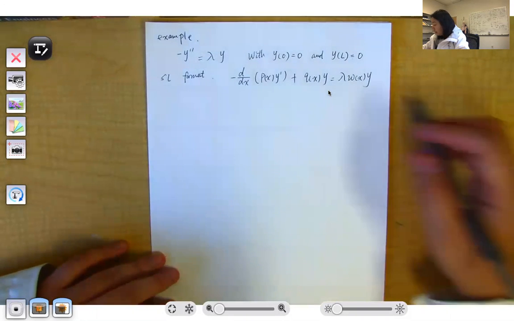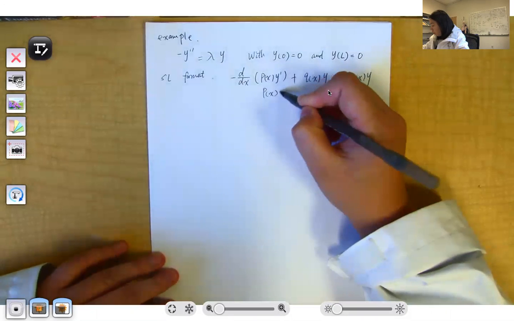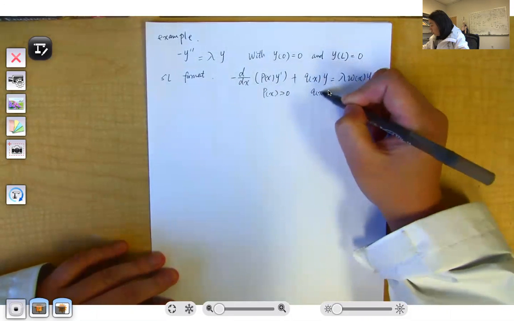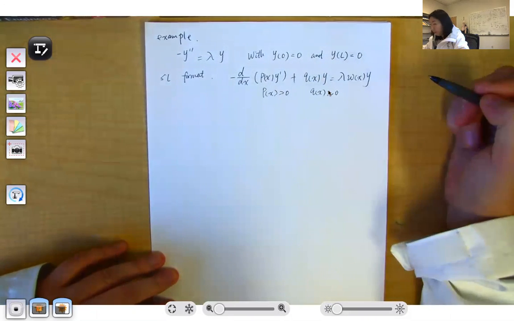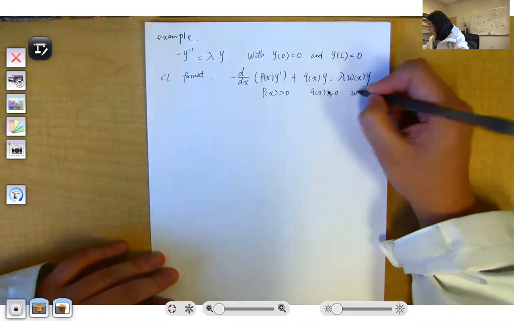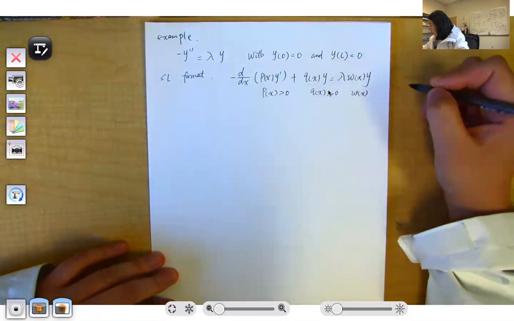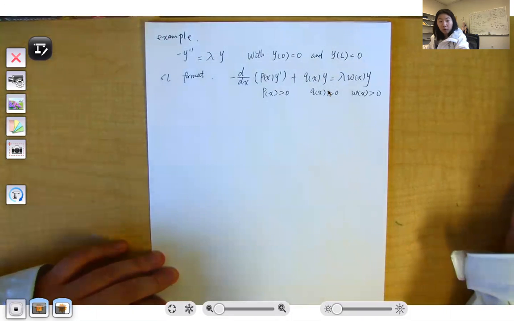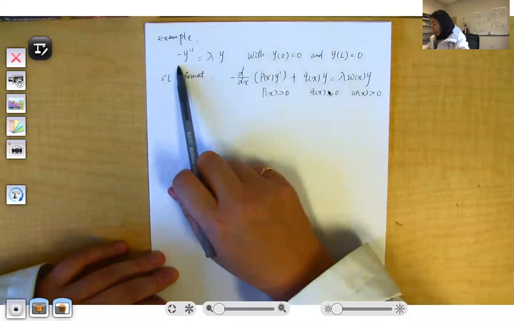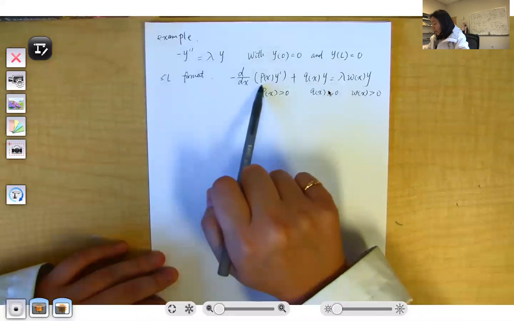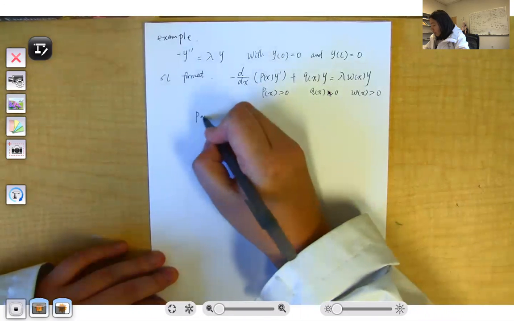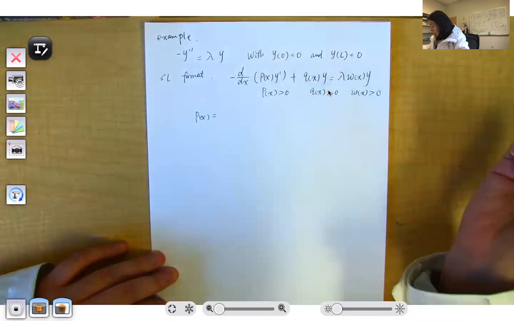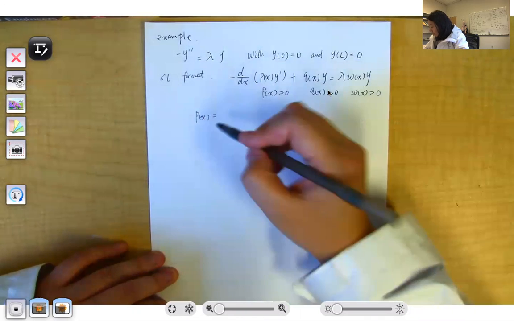And to be noted that p(x) needs to be over 0, q(x) needs to be over or equal to 0, and omega(x), which is the weighting function, also needs to be over 0. Let's check what our p(x), q(x), omega(x) are for this problem, okay? So this is minus y double prime on the left-hand side. That means our p(x) needs to equal 1.